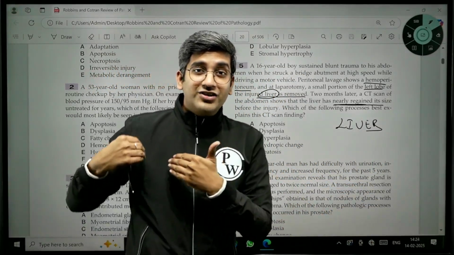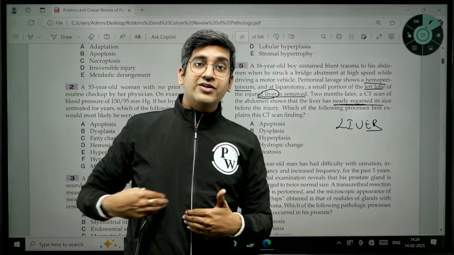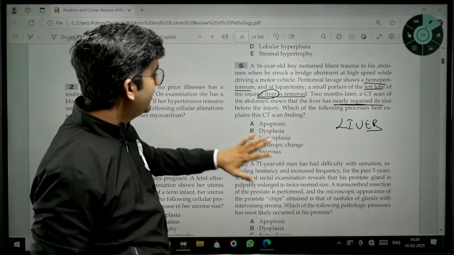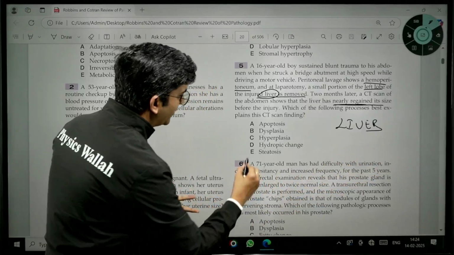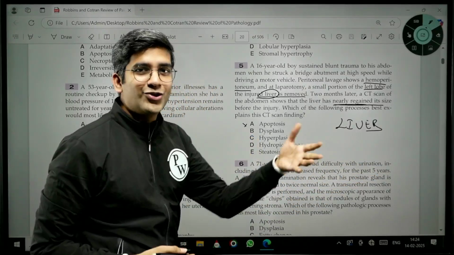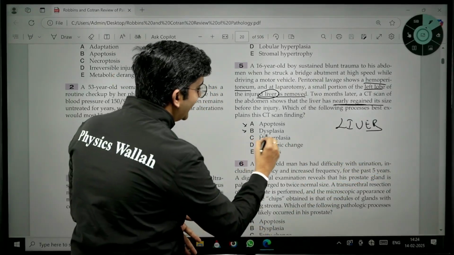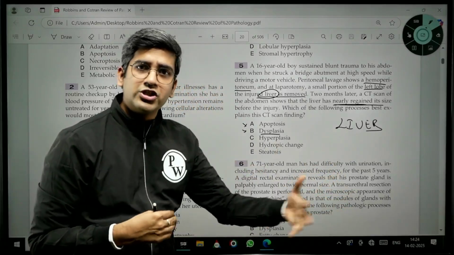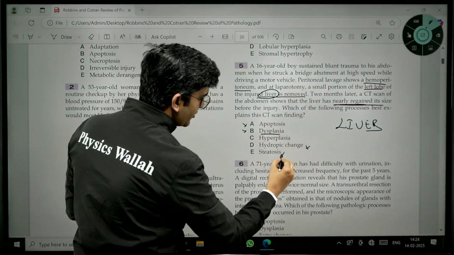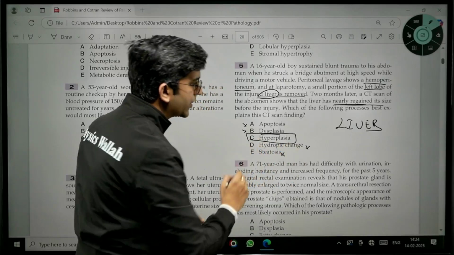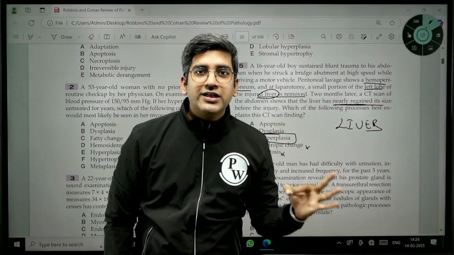Even if half of the liver is removed, the remaining half can regain its size. The question is simple. Which of the following explains the regrowth of the liver? Apoptosis will not regrow; it's going to die. Dysplasia, it's not abnormal, it's an adaptive response. Dysplasia can also increase size, but it's an abnormal thing. Not a hydropic change, not a steatosis. The answer is hyperplasia. The liver has an absolute tendency to undergo hyperplasia.